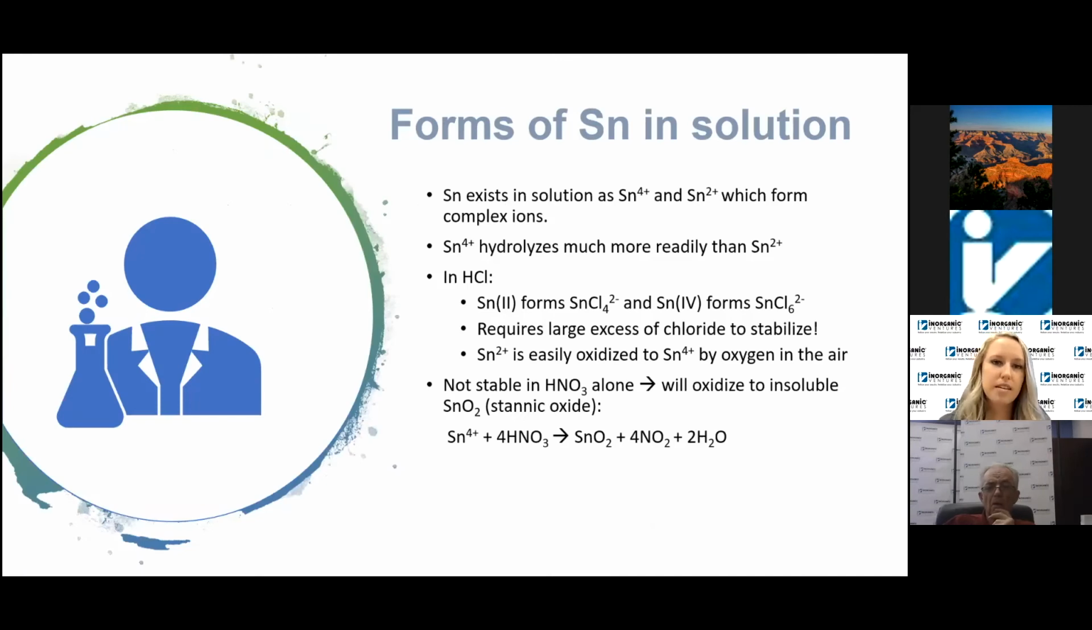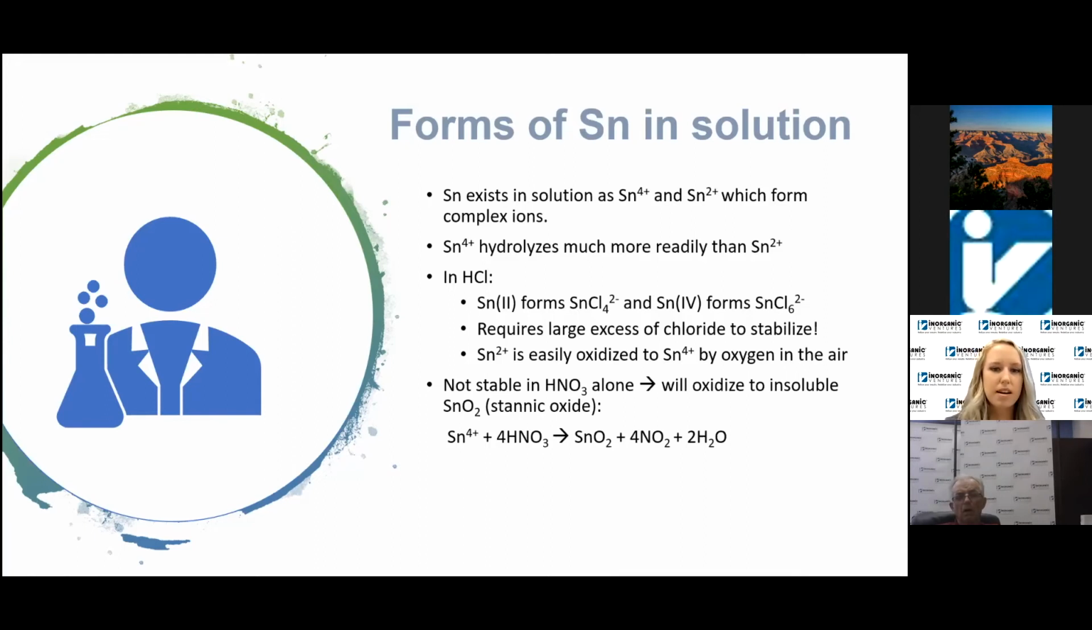So the forms of tin that are going to be in solution are the tin-4 and tin-2 ions. And both of these are going to form complex ions in solution. So the problem form of tin is going to be your tin-4. And the tin-2 is going to easily be oxidized to tin-4 just by the air. So the age of the samples is going to matter as well, because you're going to have probably a higher amount of tin-4 present in more aged or older samples.